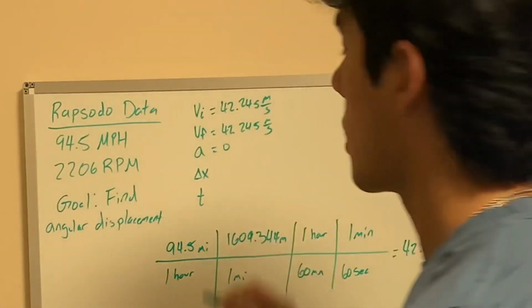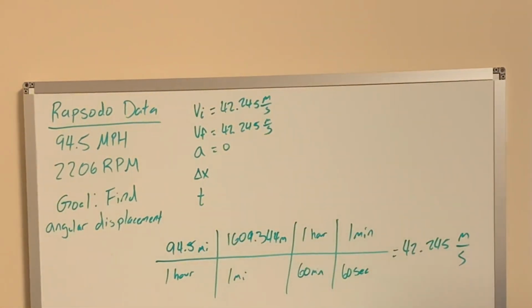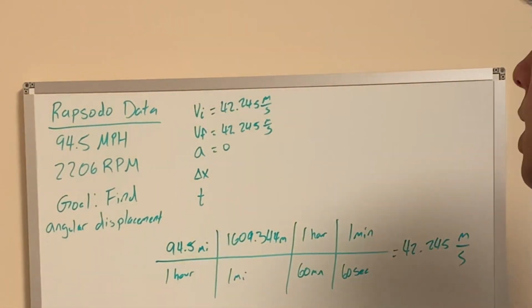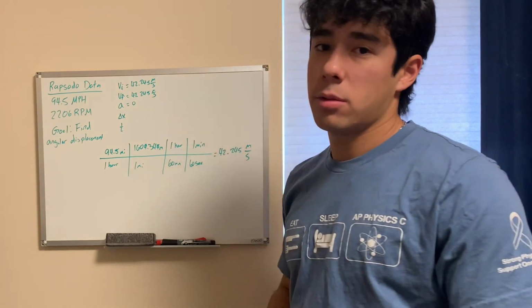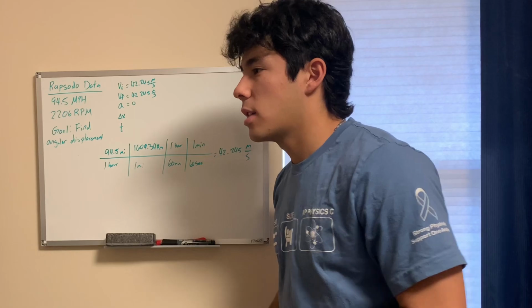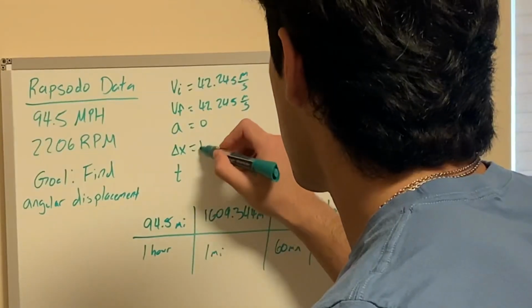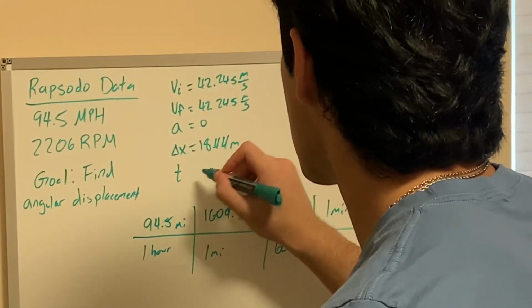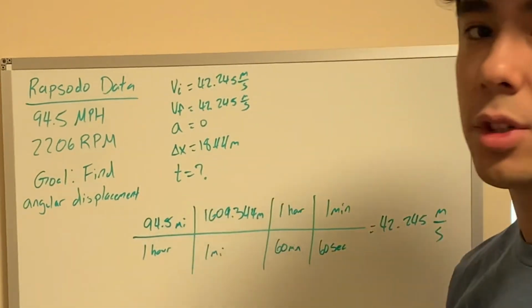We know that the acceleration is 0 because it's horizontal projectile motion. We're going to make that assumption. And for the displacement, we know that it's 60 feet 6 inches, and 60 feet 6 inches to meters is about 18.44 meters. And time is unknown, that's what we're solving for.